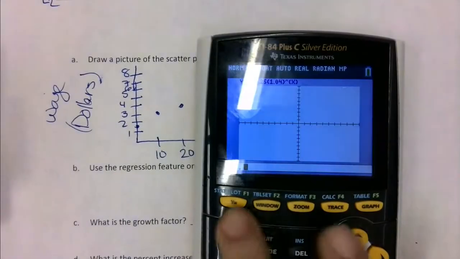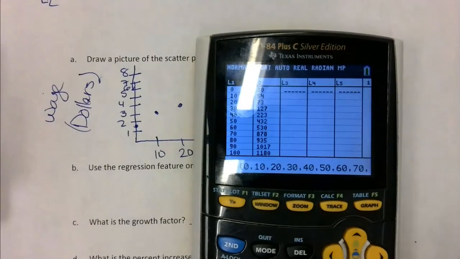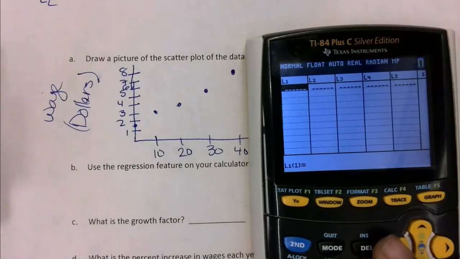This is where I want to go to the stat. So I go stat, edit. If I have numbers, I arrow up. I press clear. I arrow down. Arrow up. Press clear. Arrow down. Then I type in my numbers.